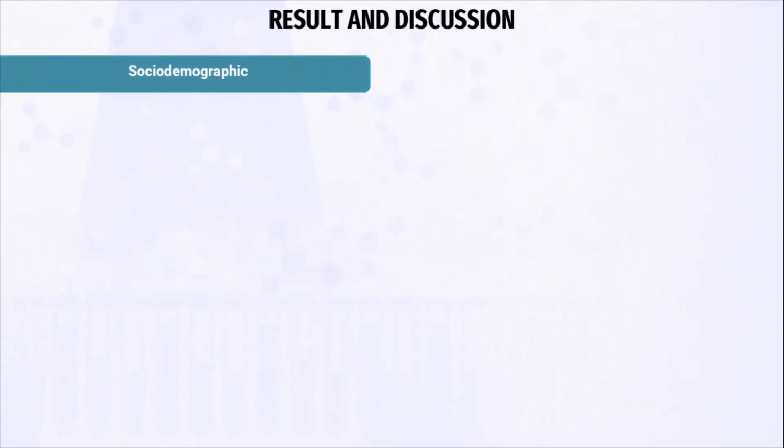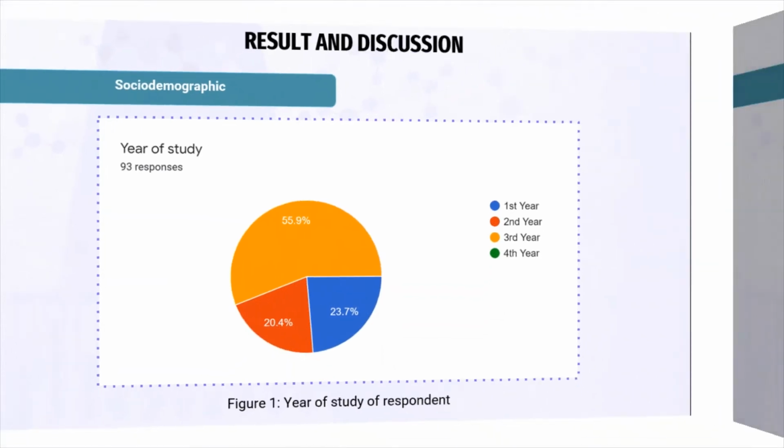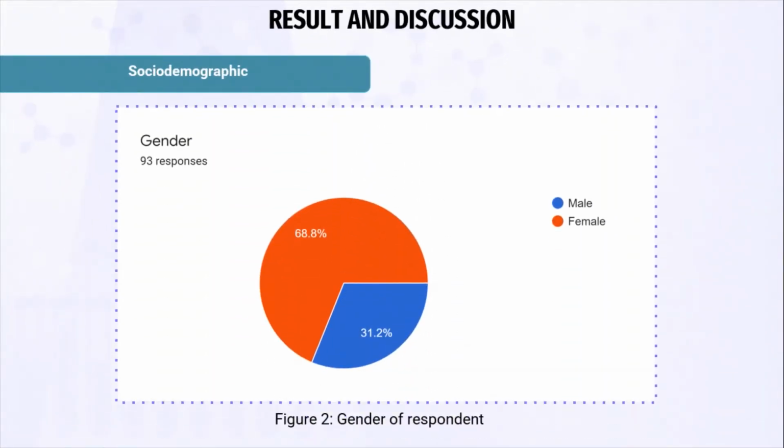As for the socio-demographic, based on the figure, 93 responses were collected and most of the respondents were third-year students, which is 55.9%, with 20.4% second-year students and 23.7% first-year students. As for gender, most of the respondents are female, which is 68.8%, while 31.2% of the total respondents are male.